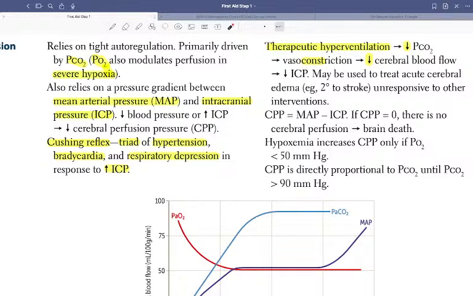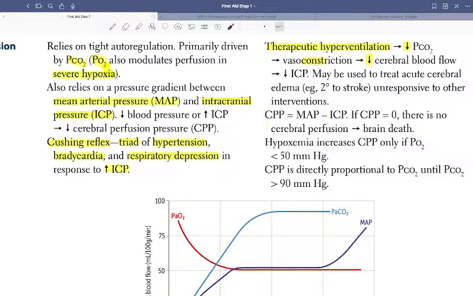So therapeutic hyperventilation, what happens? Hyperventilation means decreased PCO2. Because of that you get vasoconstriction, since PCO2 is a vasodilator. So decreased PCO2 causes vasoconstriction, and that's why it decreases the cerebral blood flow, and therefore it decreases ICP. So if this decreases, obviously cerebral perfusion pressure automatically increases.